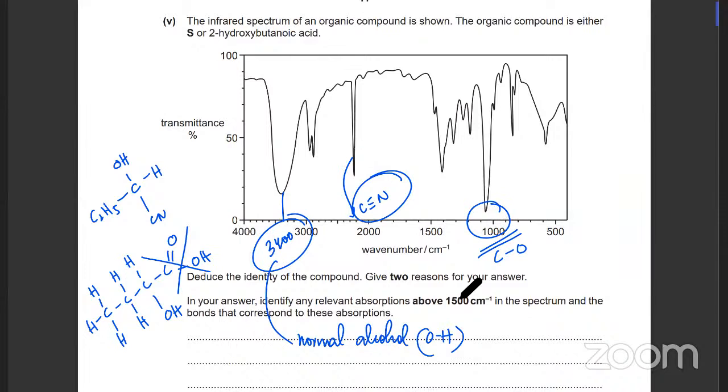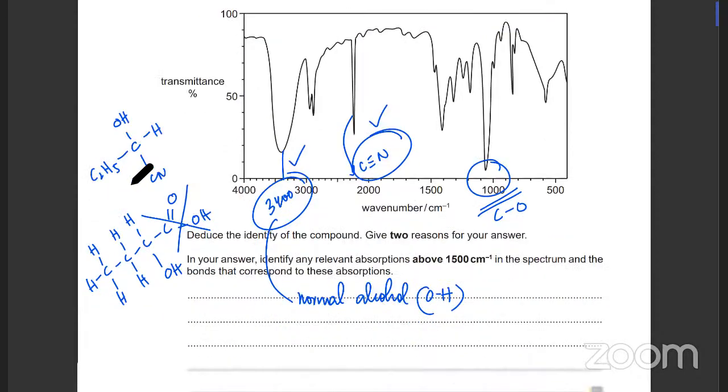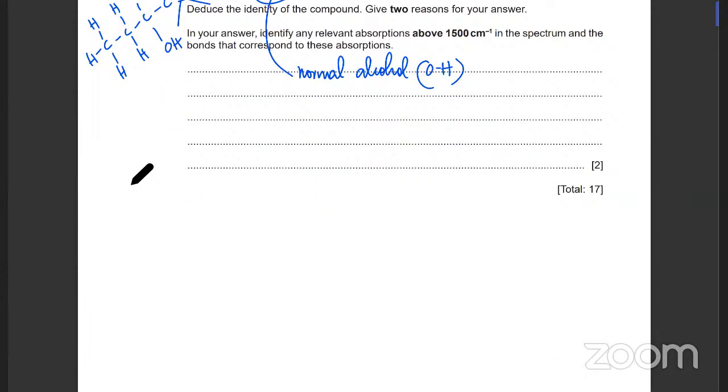And he's only talking about above 1500. So you'll give two reasons. One of them is that this one is an alcohol that belongs to a normal alcohol, and this one is a CN. So you're going to quote these two values. You're going to quote that at 2200 or whatever this value is, you're getting a CN, weak absorption, and at 3400 you're getting an alcohol, a normal alcohol OH bond. That's its absorption. So that confirms that it's this one. Is that clear?